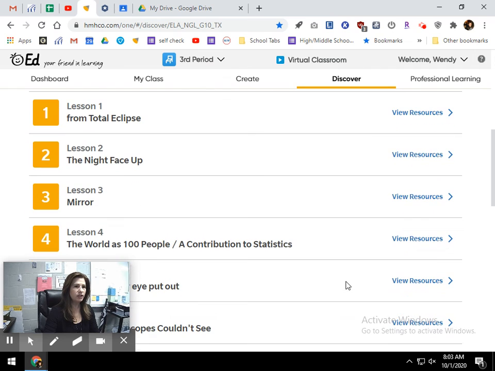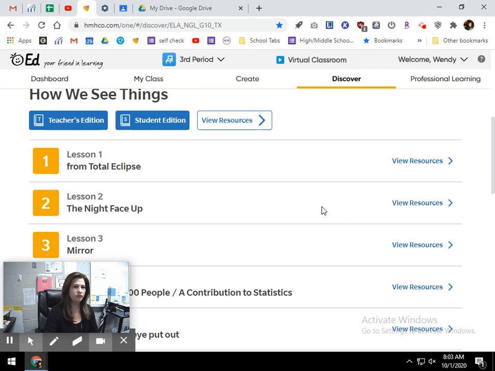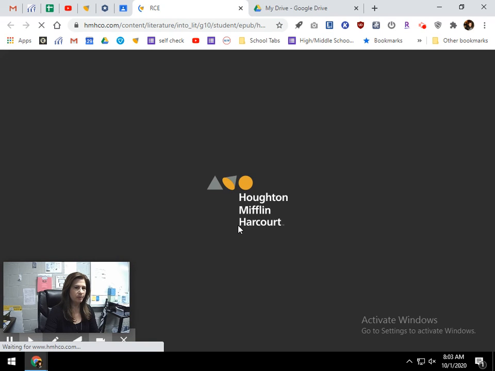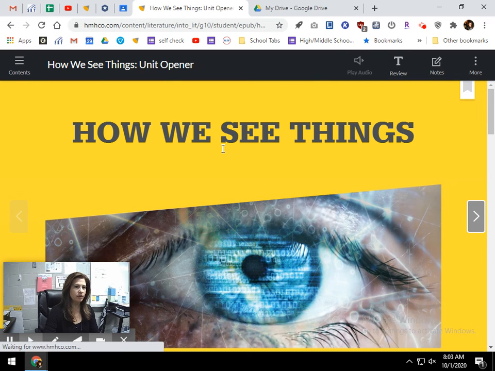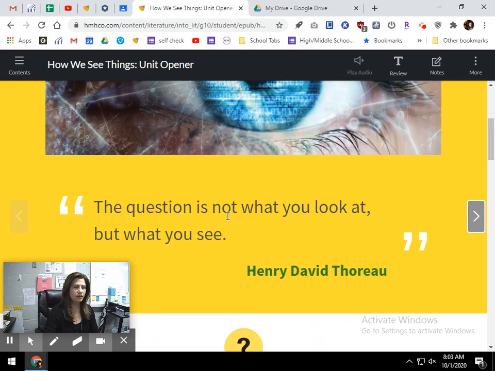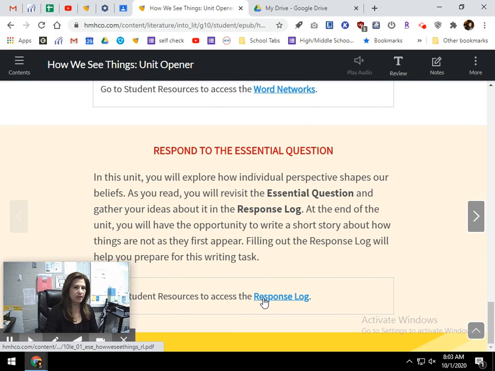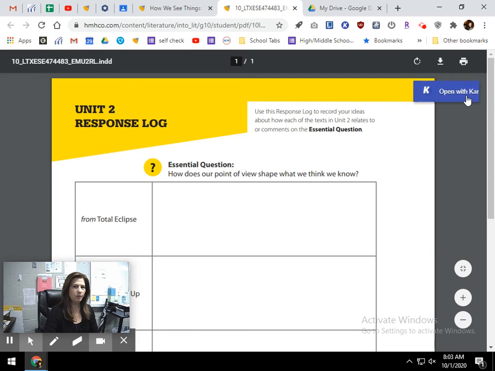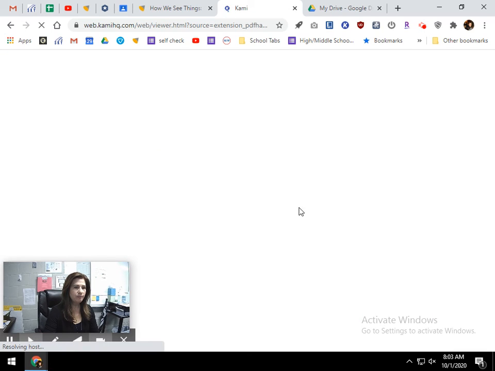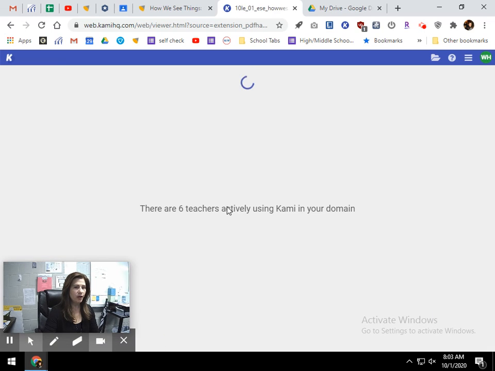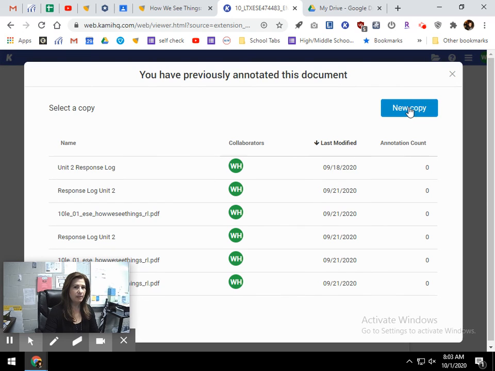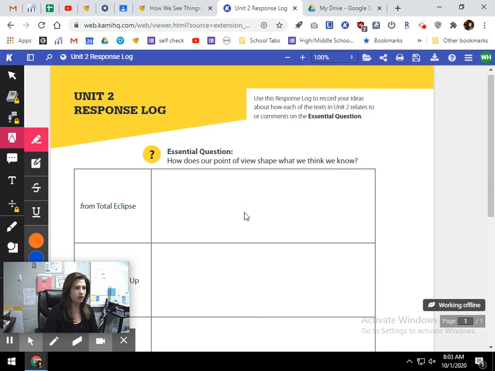Now, when you click on Unit 2, it just opens the first page of Unit 2, but it doesn't do that for me, so I'm going to have to click on another button. But if you just click on Unit 2, it'll take you directly to this page with the big eyeball at the top. If you scroll all the way down to the bottom, then here's your response log. You would open it with Cami. If it says, do you want to open another copy, like it's going to tell me, that means you already do have it saved. So if it pulls up here, then just click on it instead of making another copy.